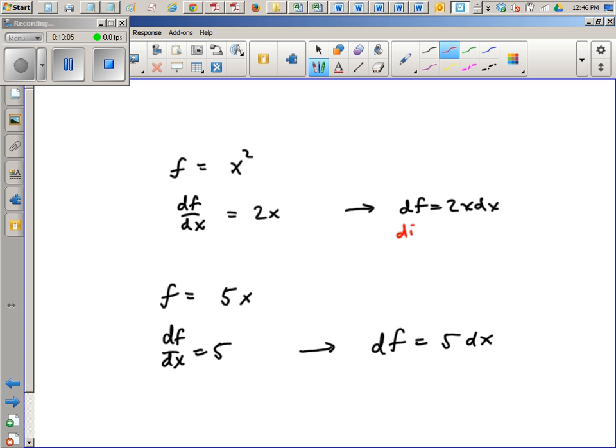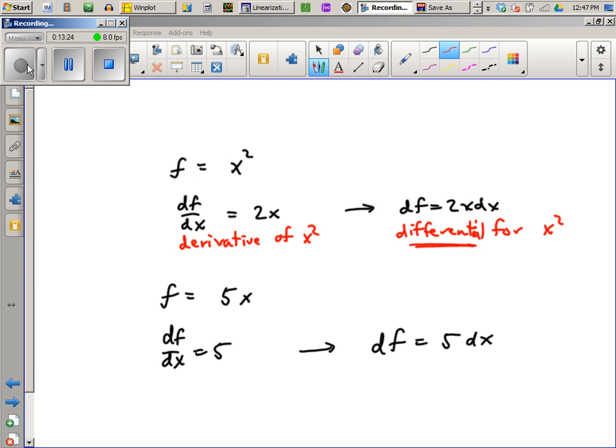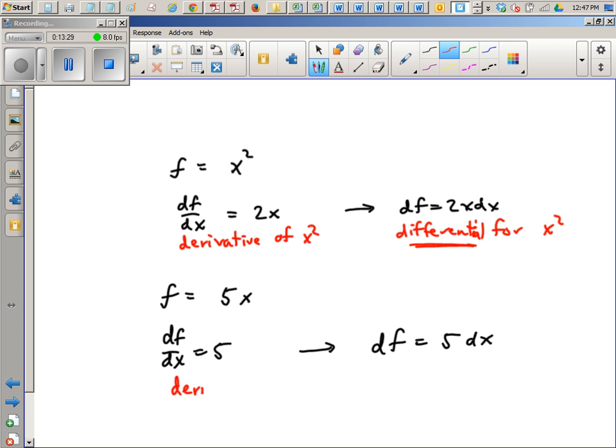This is called the differential for x squared. This is called the derivative for x squared. They are slightly different. This is differential, I-A-L, there at the end. And this down here, of course, is the derivative of 5x. And this is the differential for 5x. So what exactly is a differential?